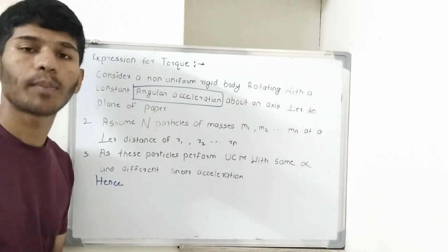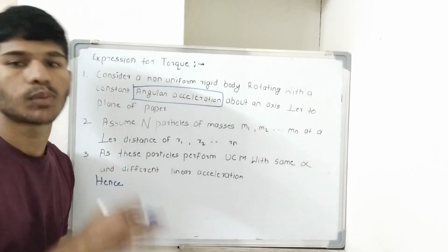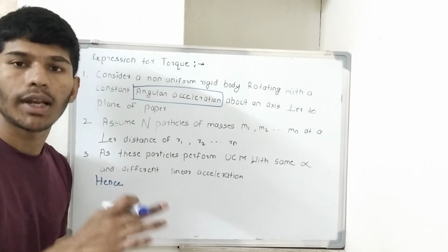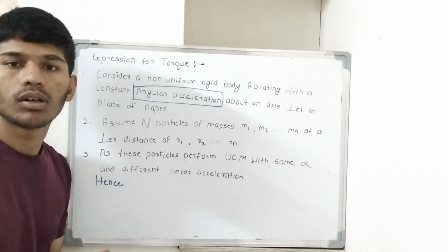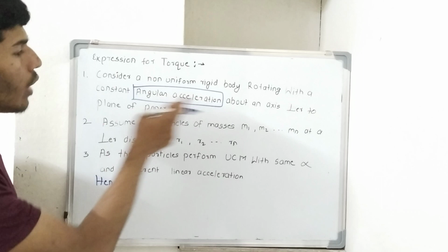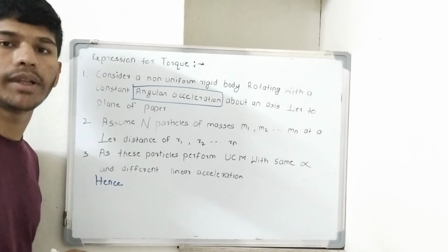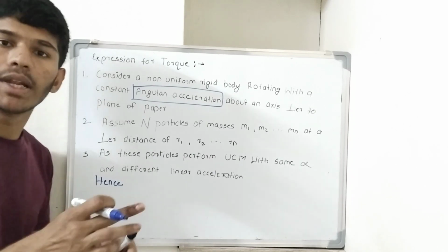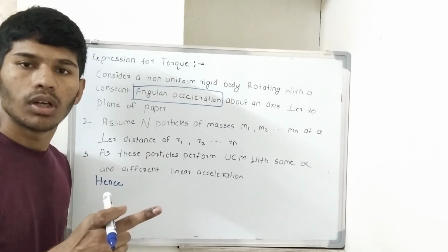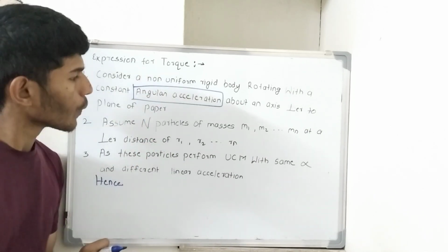So in all the expressions we have studied until now, we had assumed constant angular velocity, but in this expression we are going to assume constant angular acceleration, because if we relate torque, it will rotate with constant angular acceleration. So angular acceleration here will be constant, and the analogous quantity for this will be linear acceleration. That linear acceleration will be varying and angular acceleration we will take as constant.